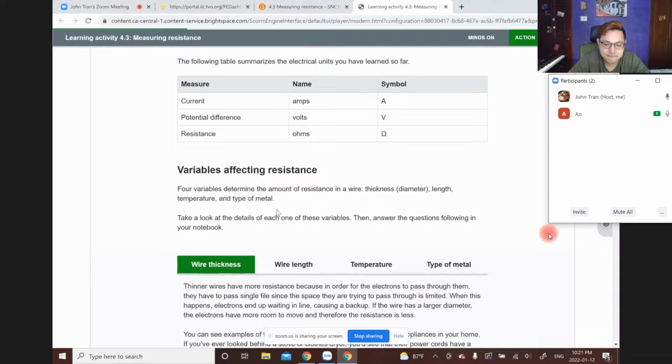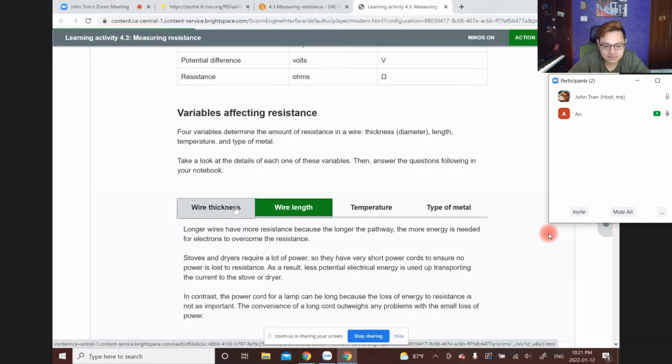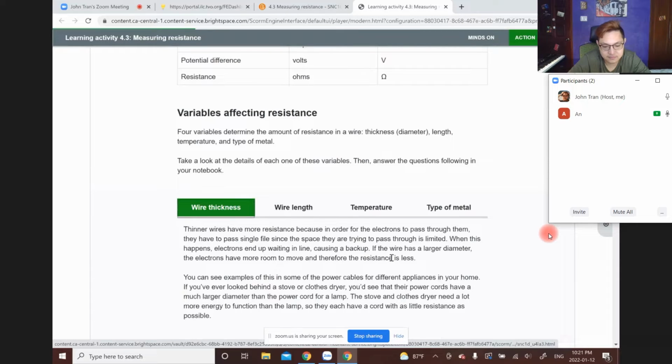Wire thickness. Thinner wires have more resistance because in order for the electrons to pass through them, they have to pass single file, since the space they are trying to pass through is limited. When this happens, electrons end up waiting in line, causing a backup. If the wire has a larger diameter, the electrons have more room to move, and therefore the resistance is less.